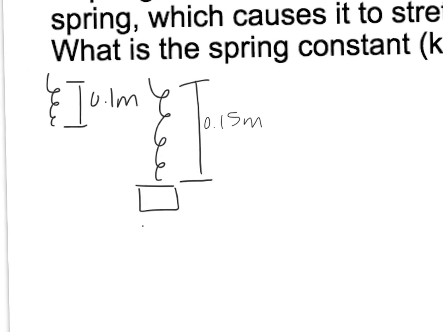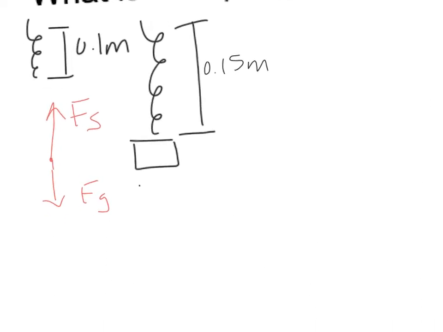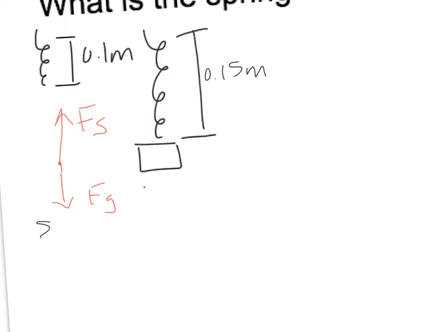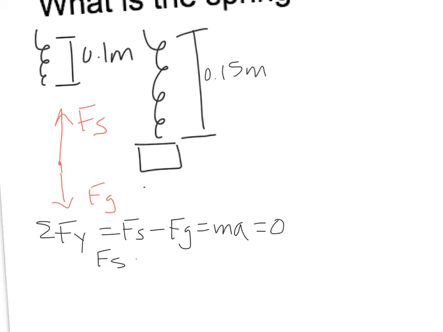If you look at this picture, we can draw a free body diagram. We know that the spring force upward, when it's in equilibrium, is equivalent to the force of gravity downward. So let's go ahead and write an equation that tells us this. The sum of the forces in the y direction is equal to force of spring minus force of gravity, which equals ma. And in this case, when it's in equilibrium, acceleration is 0. So we have spring force is equal to force of gravity. And we all know that force of gravity is just mass times gravity.